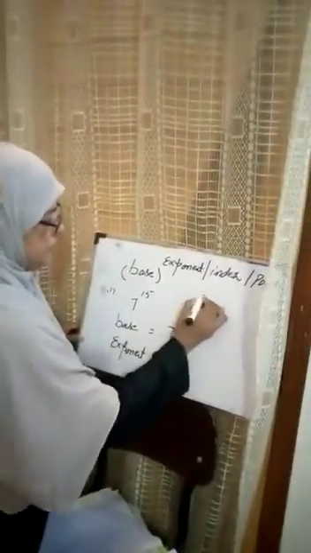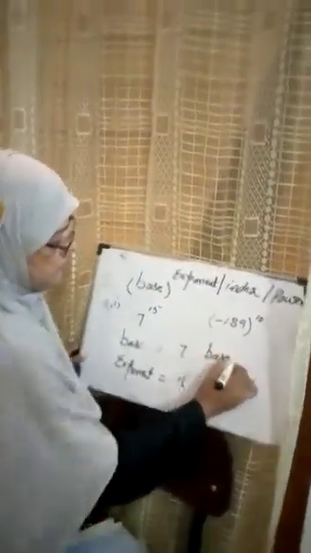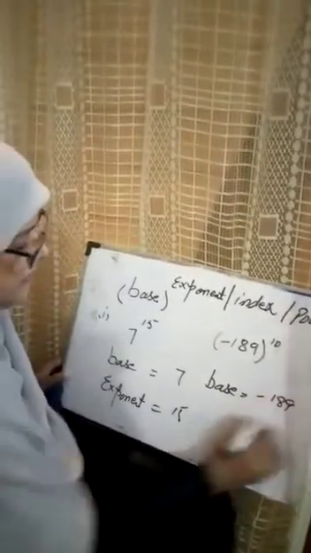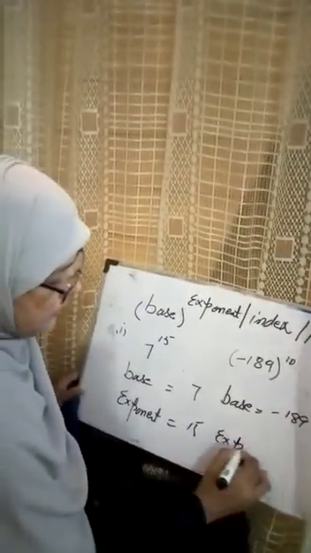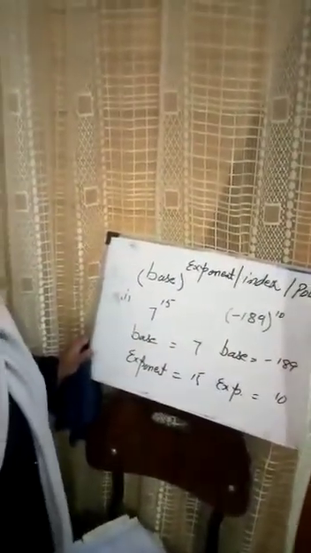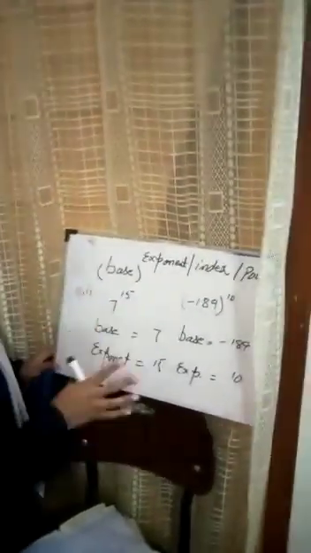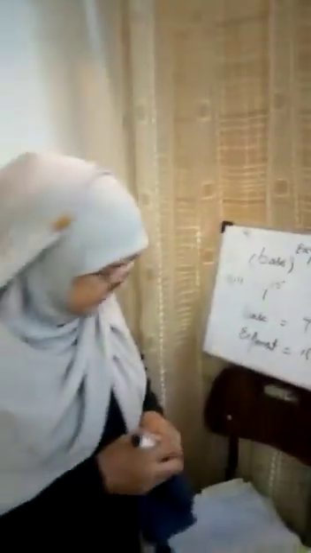Base and exponent. Acha, base could be negative also. For example, minus 189 to the power 10. So base is with sign, and you have to tell it with sign. Base is minus 189 and exponent is 10. Here base is plus 7. Here base is minus 189. Just give the answer with sign, right? If there is no sign, then it has a plus sign. It is understood. So question number 1 will be done by this method.